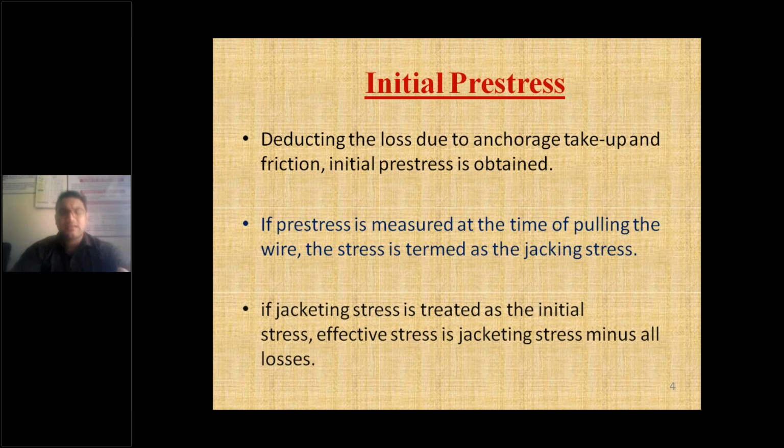Why? Because let us take an example of pre-tension. So in pre-tensioning, what are the losses that are going to happen for a pre-tension member? There will be an elastic shortening, there will be creep, there will be shrinkage, and there will be a relaxation of steel. The anchorage slip and friction for pre-tensioning will be zero. Okay, so there won't be any kind of anchorage slip and friction loss for a pre-tensioned member. So whatever initial stress we are going to calculate, here we have to reduce this anchorage slip and friction to obtain the initial pre-stressing for pre-tension members. So in pre-stressing, what happens? The stress is measured at the time of pulling the wire, and the stress is termed the jacking stress.